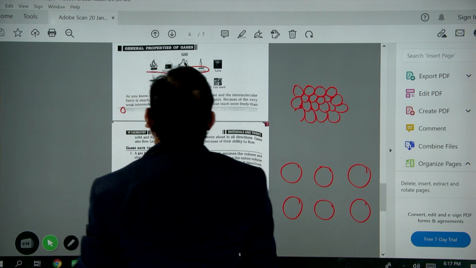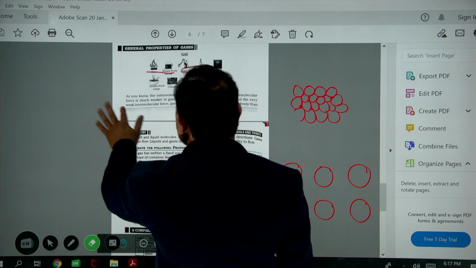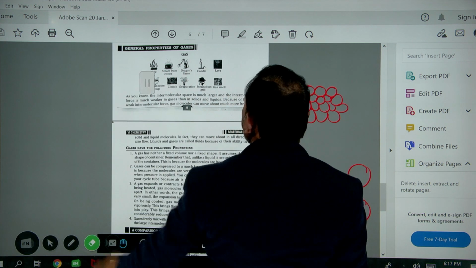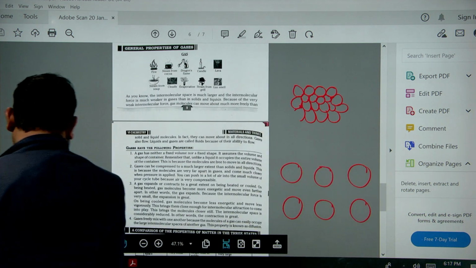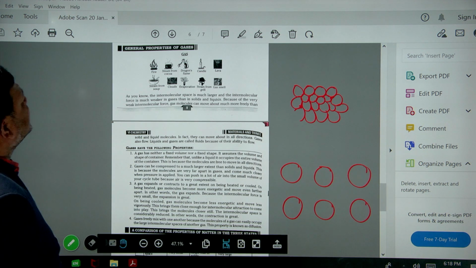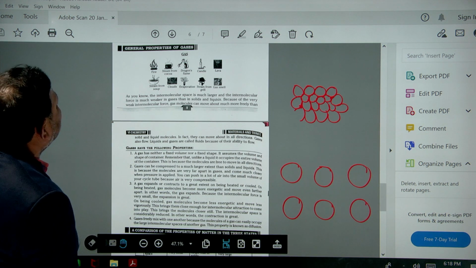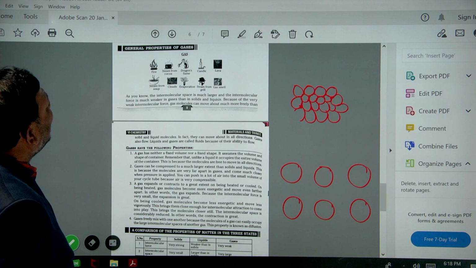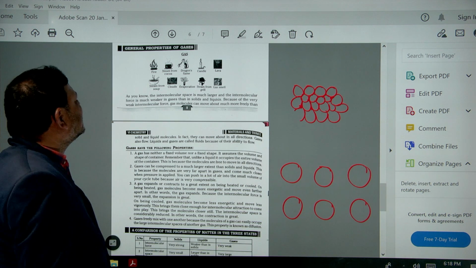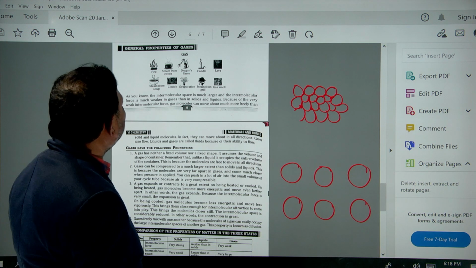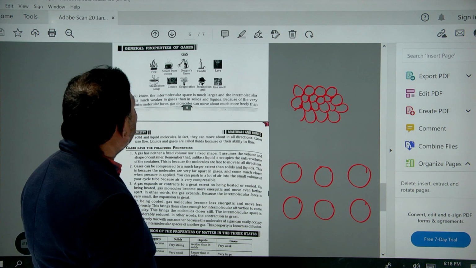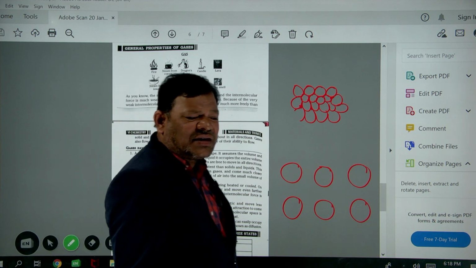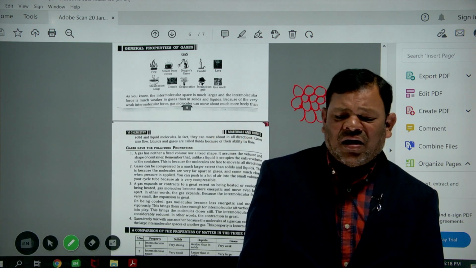Next, general properties of the gases. You know very well the examples of the gases: fire, steam, flame, candle, clouds, evaporation, steam from grills, gas smell, oxygen gas, carbon dioxide gas, and nitrogen gas.